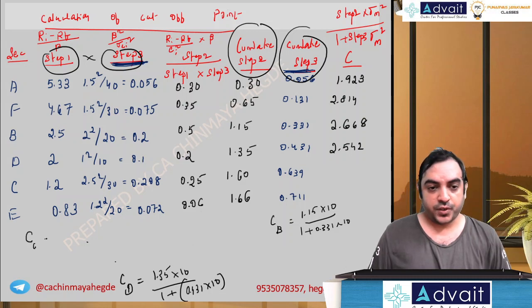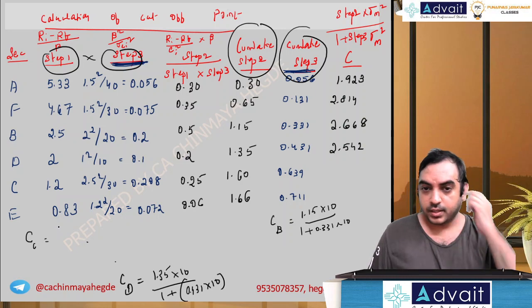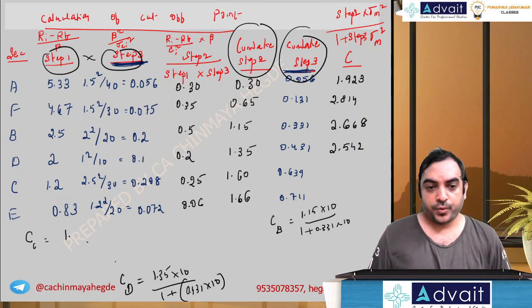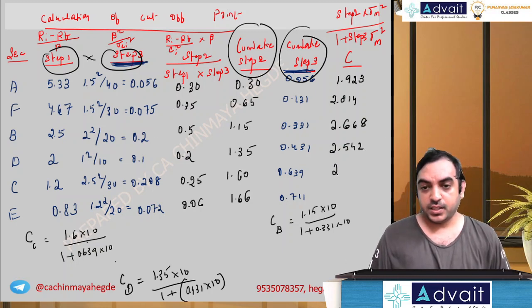So cutoff point for C, step 2, that is 1.6 into 10 divided by 1 plus 0.639 into 10. So clear calculator memory. To calculate the denominator first, 0.639 into 10 plus 1, M plus, then 1.6 into 10 divided by MRC equals 2.165. Okay, this time we are doing right.